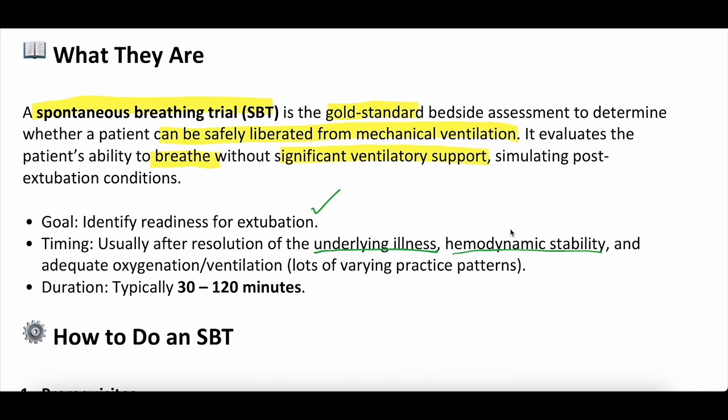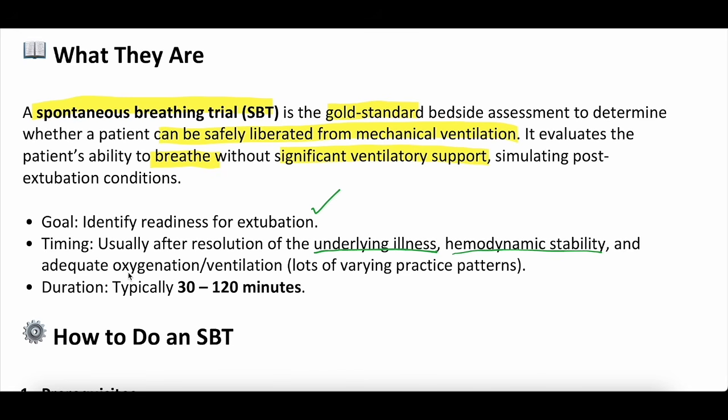This is not medical advice, never is. You should certainly verify all this before acting on it. We have disclaimers in the episode description and at the end of the episode, but anecdotally, in our practice pattern, we're okay liberating patients from mechanical ventilation who are still on vasopressors, assuming we're improving their underlying illness.